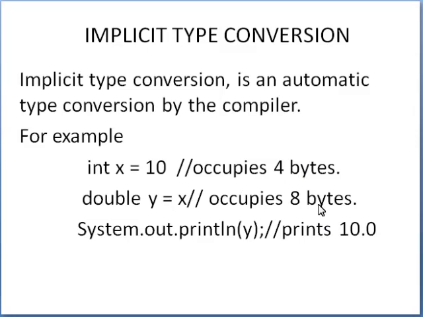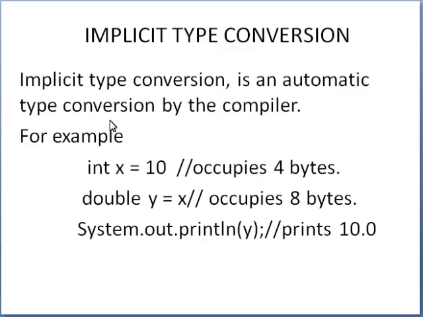System.out.println of y. We are going to print the value of y. So this is the larger size. The memory size is 8 bytes. So the compiler automatically converts the data type of the resultant variable. The user cannot change any variable type, but the compiler is automatically changing the type.